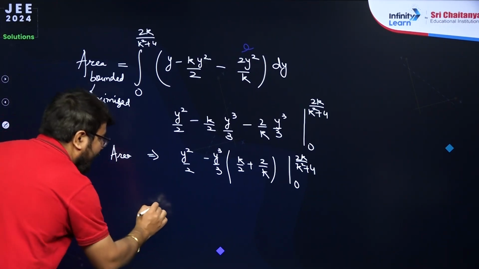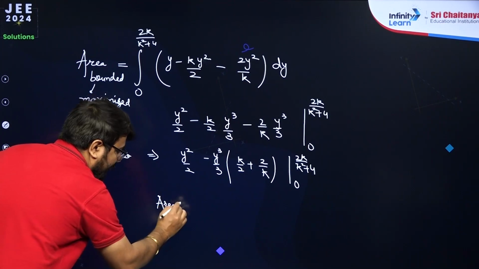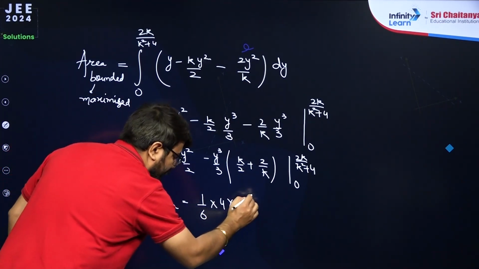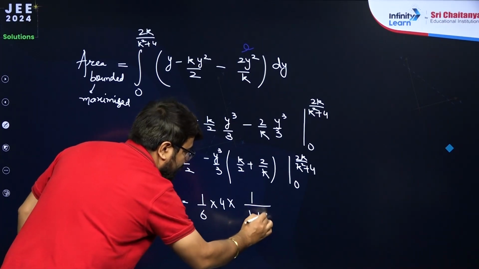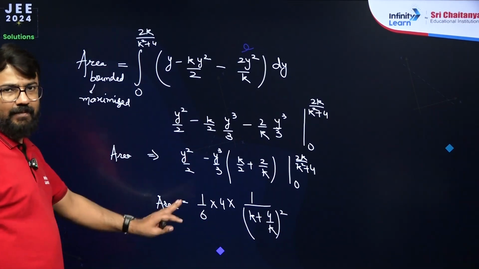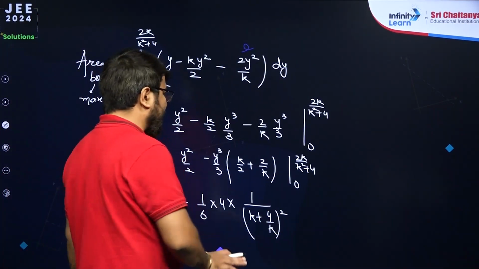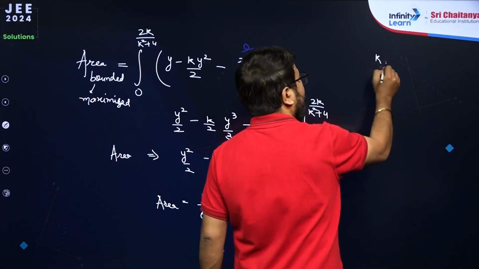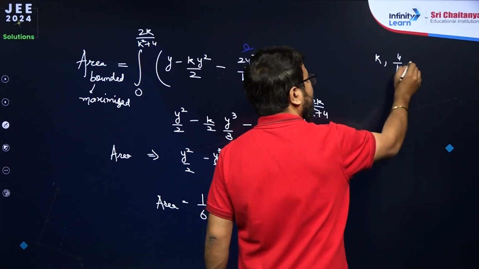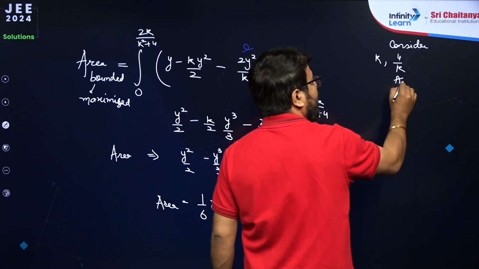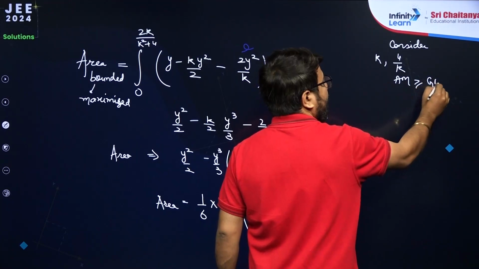Alright, so finally after putting the limits, I am just writing here 1 upon 6 into 4 into 1 upon k plus 4 by k whole square. This is the area that you are getting after simplifying this. Now this area needs to be maximized. So what we will do, k and 4 by k, these are the two numbers that I am considering, and I will apply arithmetic mean greater than geometric mean.